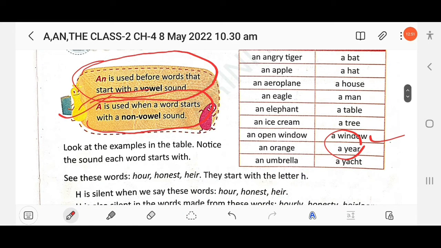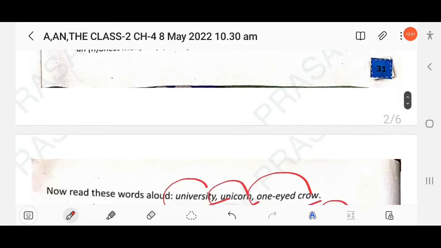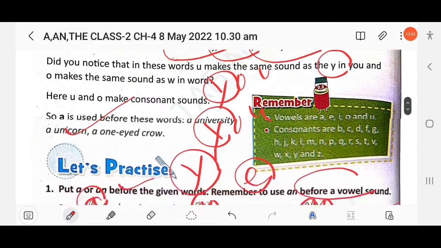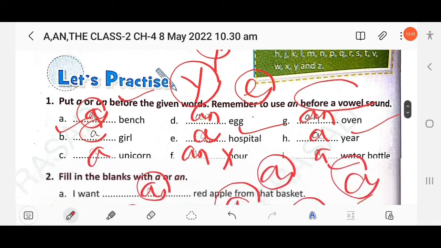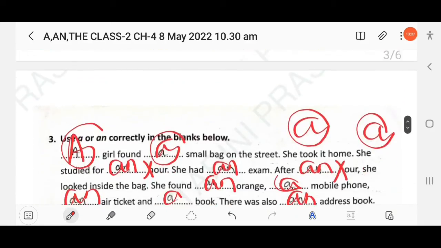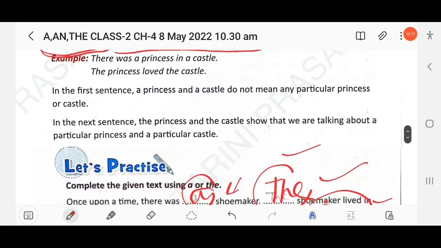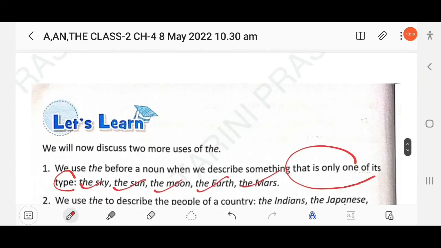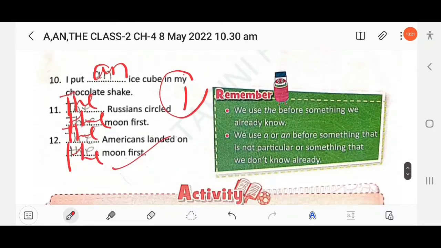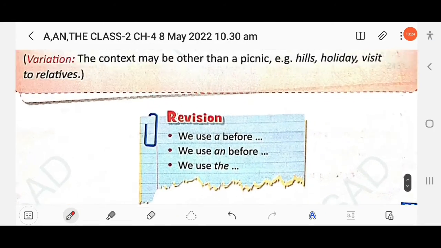Here we use a when a word starts with a non-vowel sound, and we use an when the word starts with a vowel sound, and we use the. Okay, so here you have to fill in. Okay, we use the when the same noun is used again, right? So here you have to fill in this sentence using the words, right?